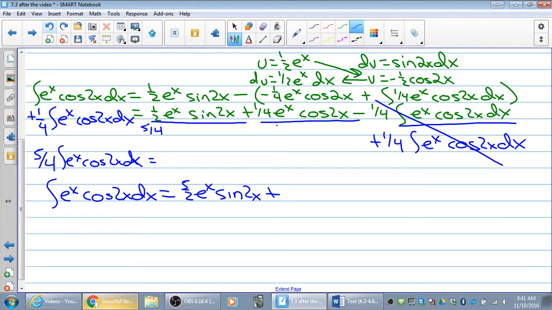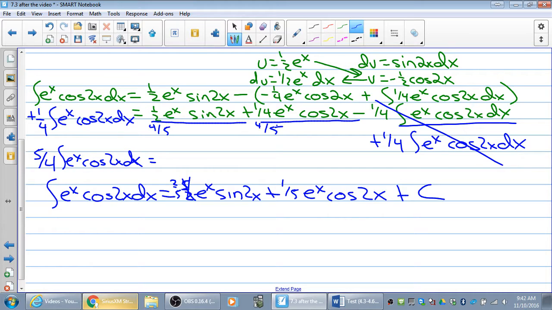Try that again. Smaller eraser. Not 5/4. I'm multiplying by 4/5. Alright, so that makes this 2/5. Plus, ooh, the 4s are going to cancel out. 1/5 e to the x cosine of 2x. There we go. Plus c. So we got to get back to where we started, and multiply by the reciprocal.